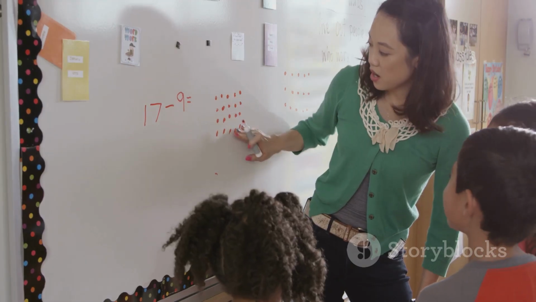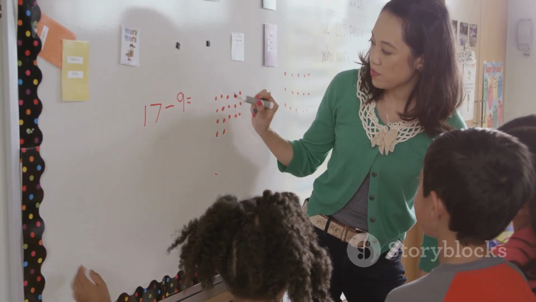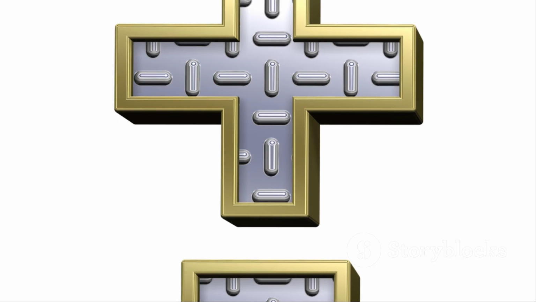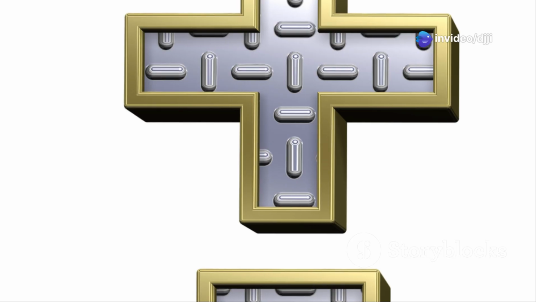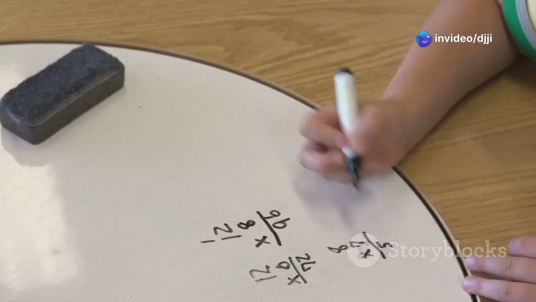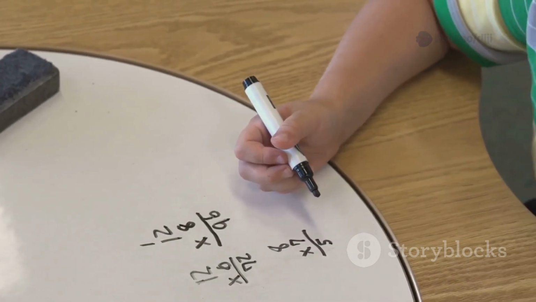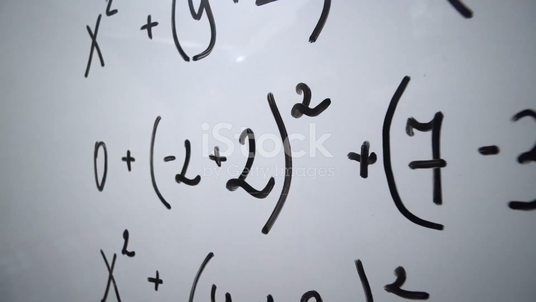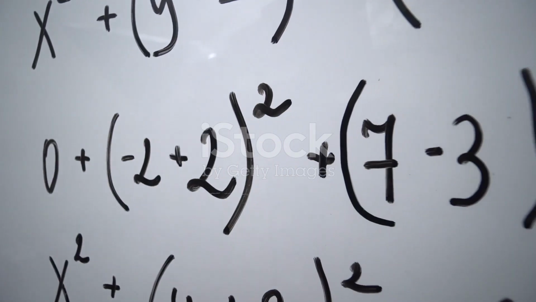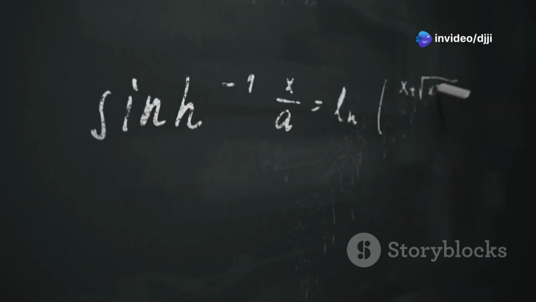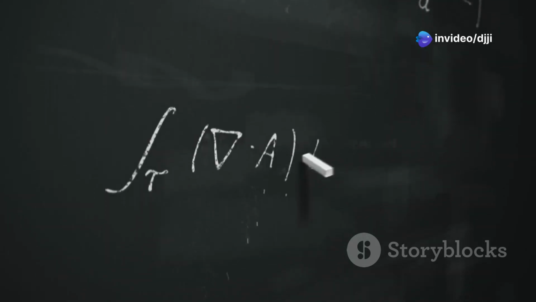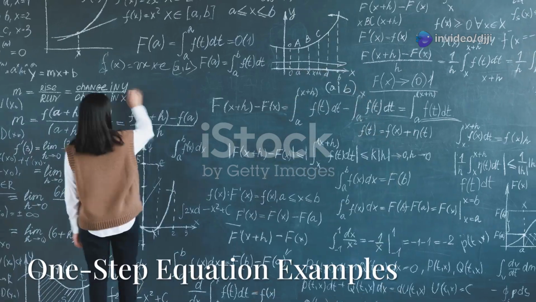Addition. If the variable is being added to a number, subtract that number from both sides. Subtraction. If the variable is being subtracted from a number, add that number to both sides. Multiplication. If the variable is being multiplied by a number, divide both sides by that number. Division. If the variable is being divided by a number, multiply both sides by that number. 3. Simplify. Simplify both sides of the equation to find the value of the variable.